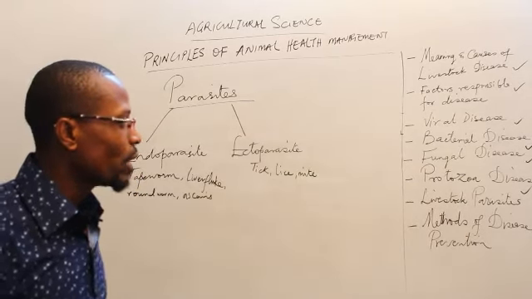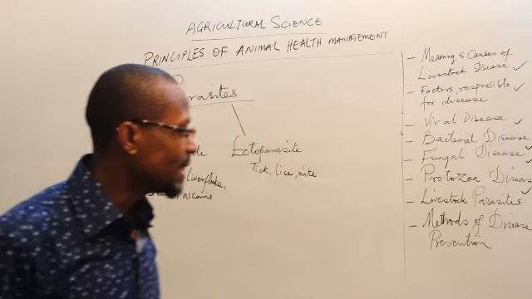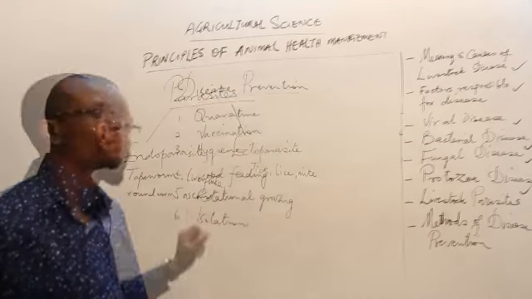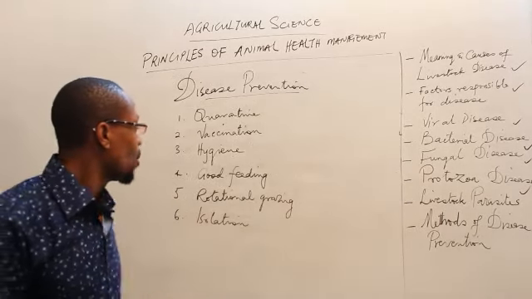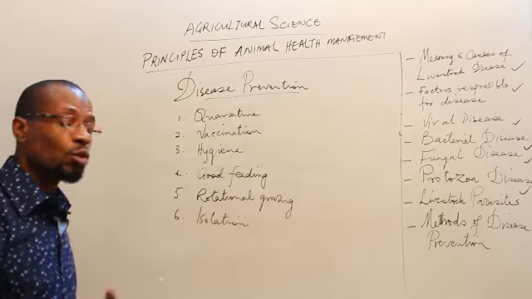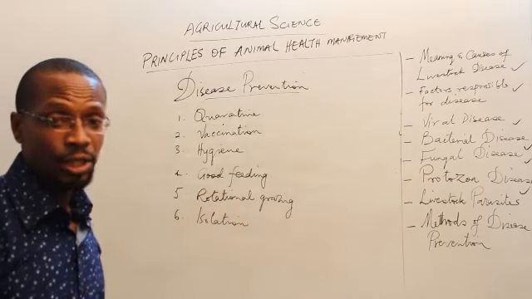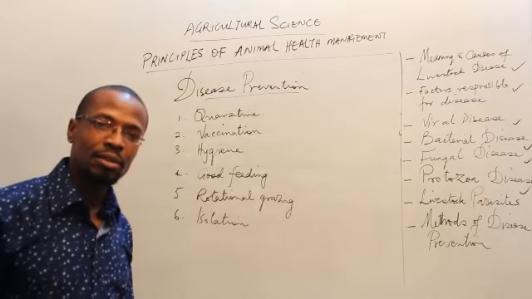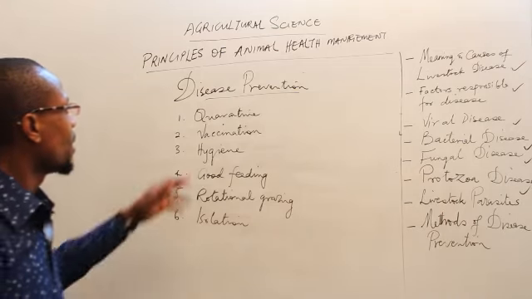Now let us quickly look at methods of disease prevention. We have 6 of them here on the board. We have quarantine, we have vaccination, we have hygiene, we have good feeding, we have rotational grazing, and we have isolation. Isolation of the farm animals that are affected by diseases.